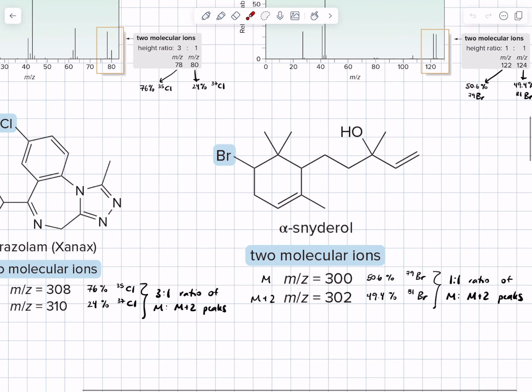Similarly, here is alpha-snyderol, and it has a bromine. Don't you just hate it that the textbook teaches you how to name molecules and then persistently refuses to use the name for complicated molecules? In any case, if you add up all the carbons, hydrogens, oxygens, and bromine, you get two possibilities: 300 for molecules with bromine 79, 302 for molecules with bromine 81. You'd expect to see those in a 1-to-1 ratio. And even if you didn't know what the formula was, you would know that it at least had a bromine.